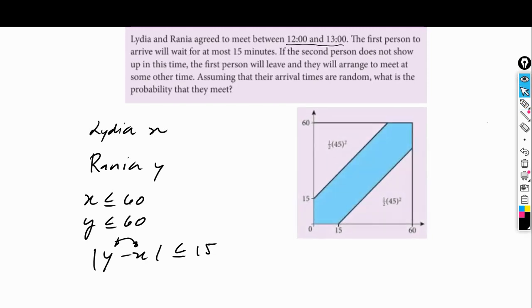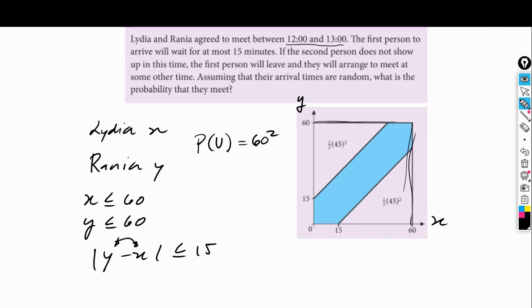So for this, we're going to use a Cartesian plane. Now notice a few things here. First of all, let's consider that x is Lydia's arrival minute, right, afternoon, and that y is Rania's. So notice that the set of all possible intersections between them is the whole area of this square that we see here. So that means that the total outcomes are going to be 60 squared, the whole area, right?